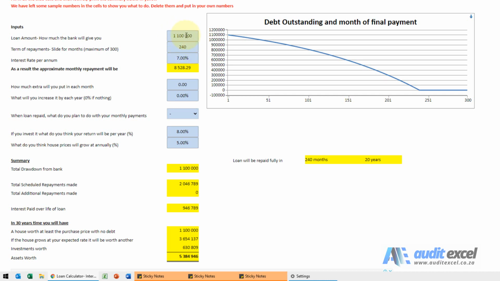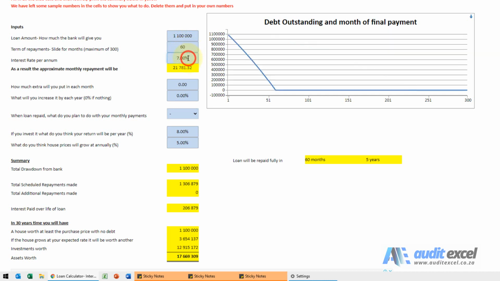So here's the amount. You can play around with the terms of repayment. So we've got 240 months, that's 20 years. But if you've got a shorter loan, maybe a car loan, and you put 60 months in, when you click, you'll see everything changes for that. You can also put in your interest rate per annum. And what you'll see is immediately you get a calculation of your monthly repayment.